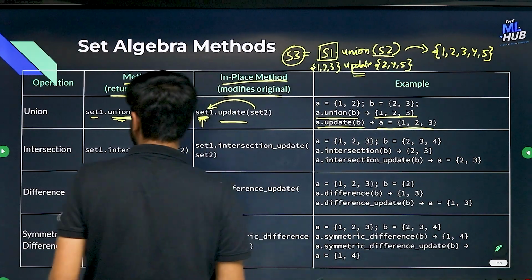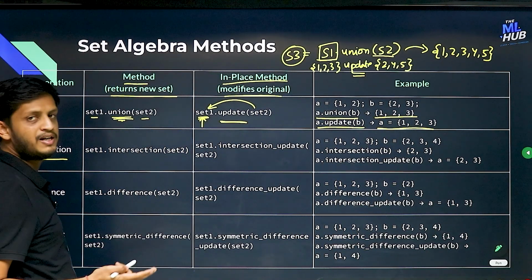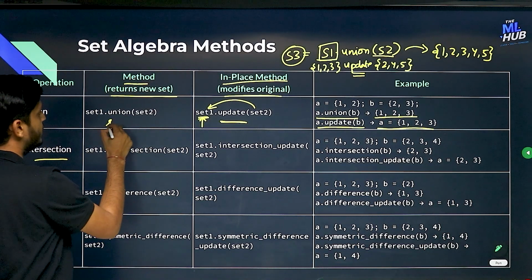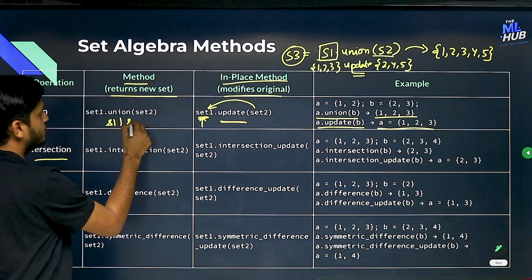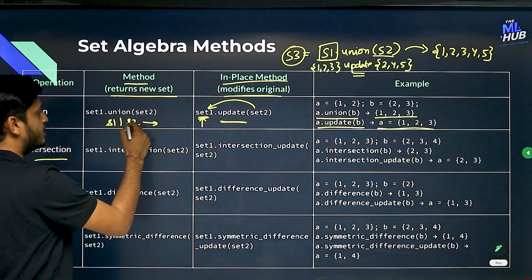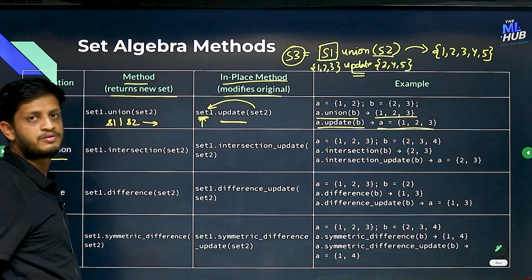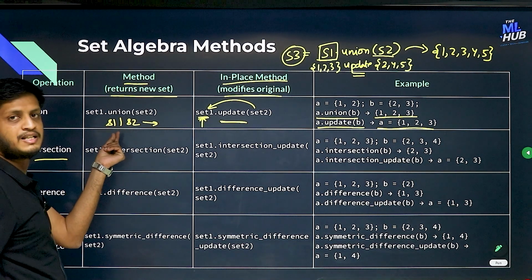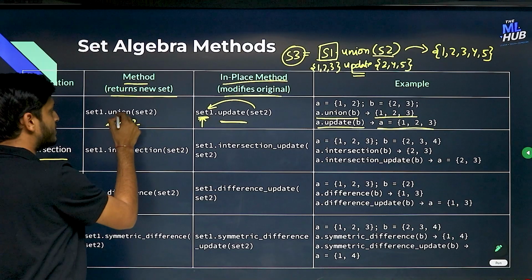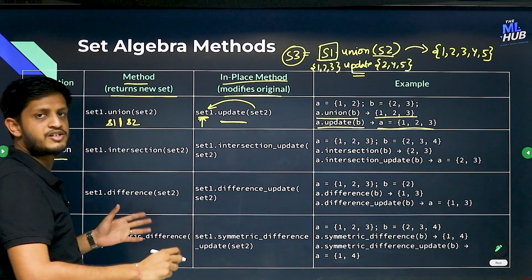Similarly, we have intersection. Actually, you can calculate the union this way as well, S1 | S2. This is also the same. This also gives you a new set. So this is also the same as S1.union(S2), right? S1 | S2, we already have seen this operator. This also calculates the union only. So this is the same as this, and this is the in-place version of that.